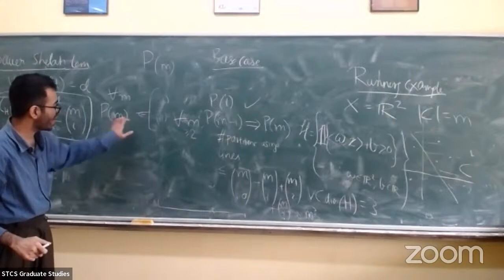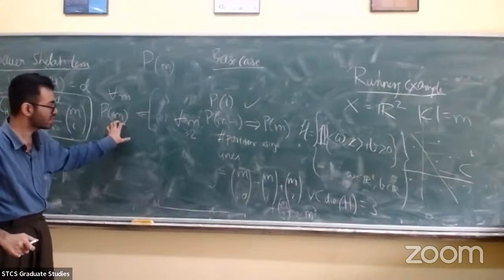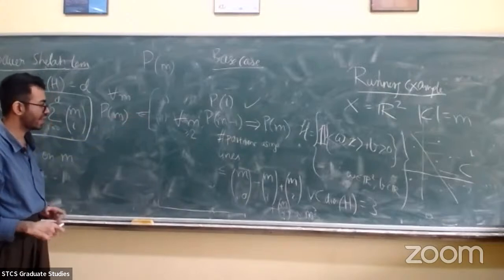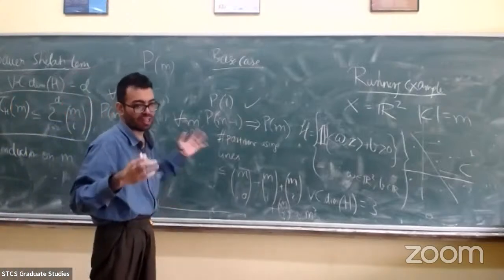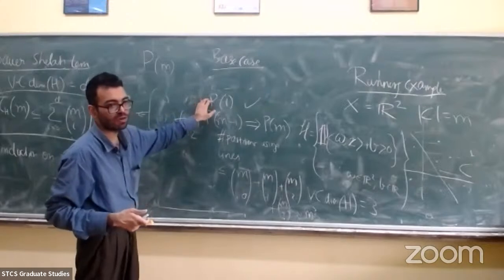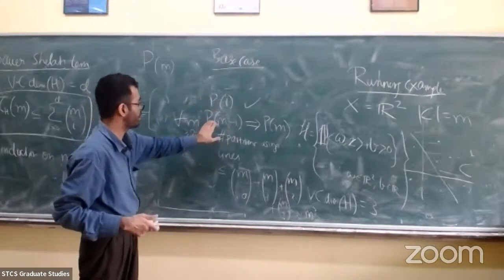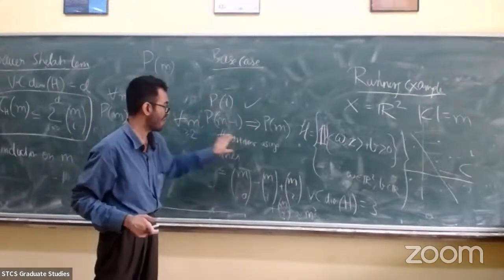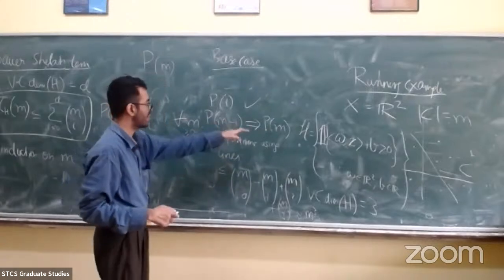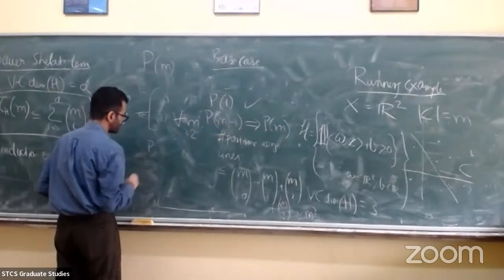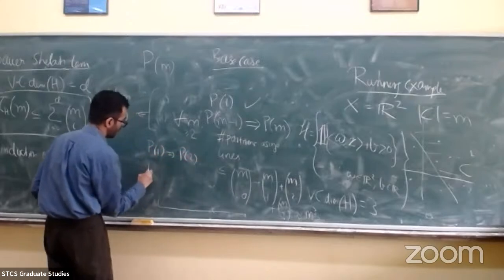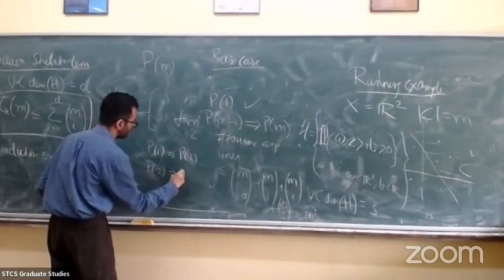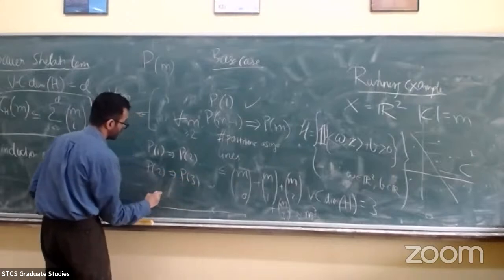Okay, so why do you get this? That's not so obvious actually. I won't go into exactly why you get this. But intuitively, you can just think that P of 1 is true. This is telling me that P of 1 implies P of 2 by putting n equal to 2 here. P of 1 implies P of 2, P of 2 implies P of 3, and so on.